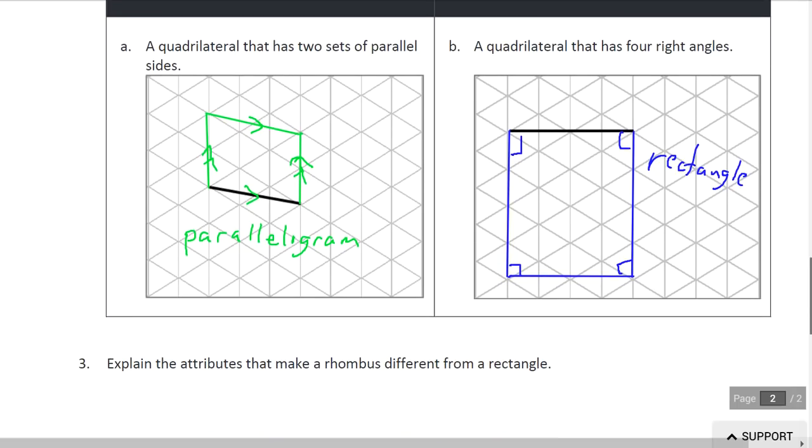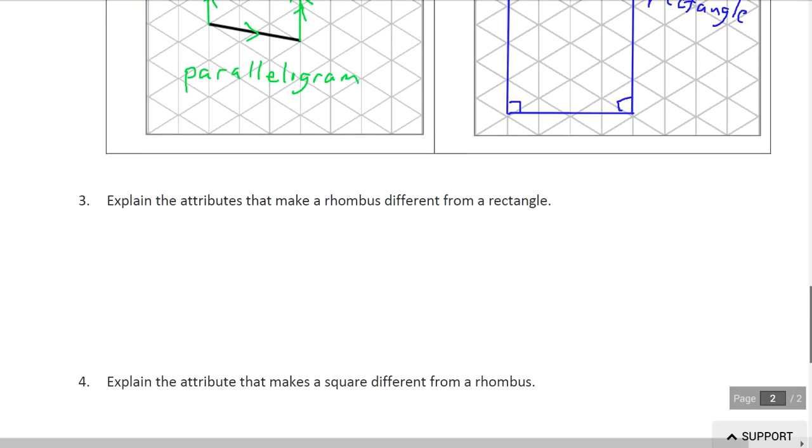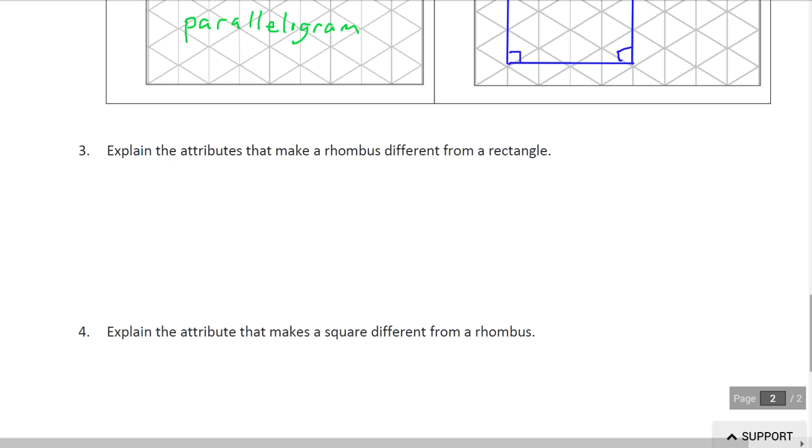All right. Well, now let's go to the last ones, which want us to explain something. Oh, so you got some splaining to do. Let's do this. Explain the attributes that make a rhombus different from a rectangle. Pause the video and see what you come up with.